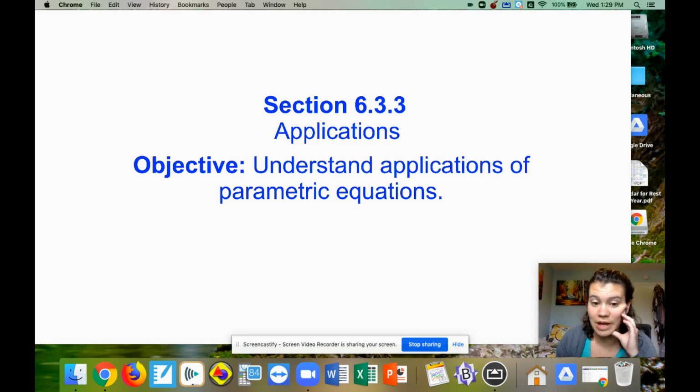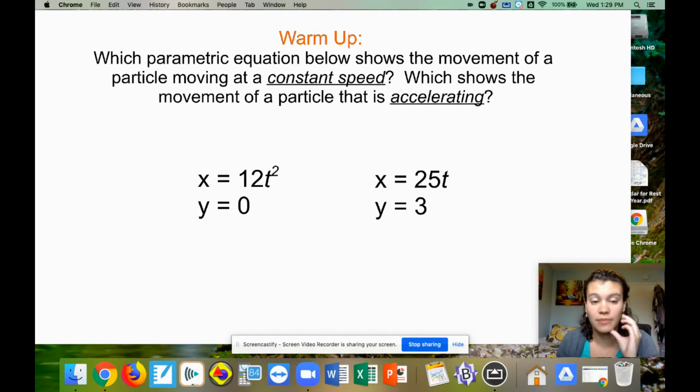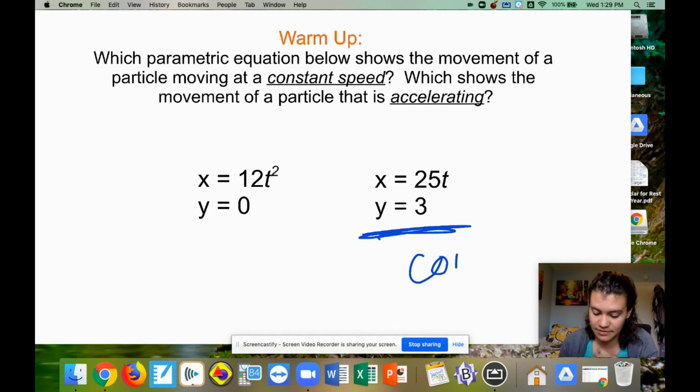All right, so now we're doing applications of parametric equations. To think about this, which of these below is showing constant speed and which one is accelerating? Okay, this one is your constant speed, and this one is your acceleration.